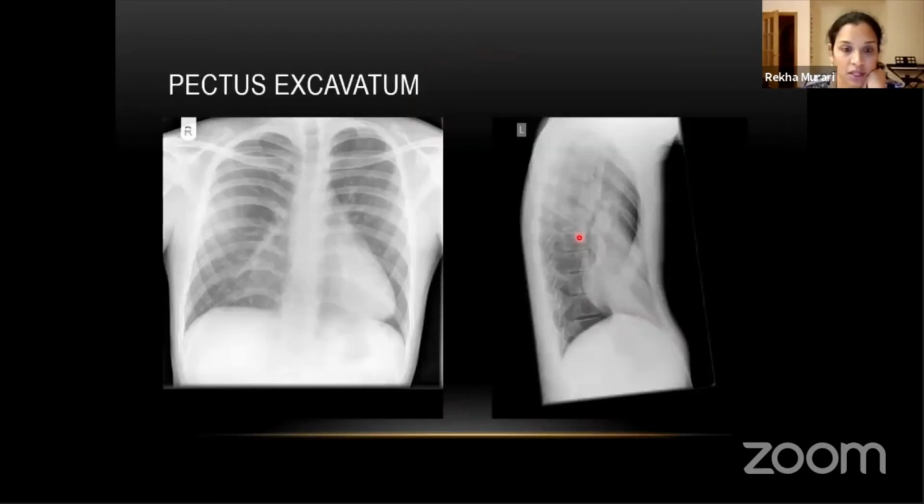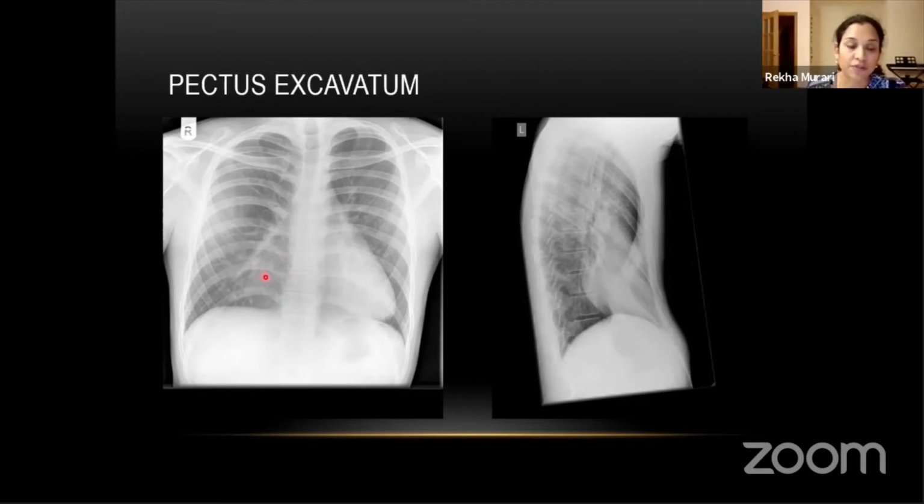Well done. One more condition you need to remember when you see some haziness around the right heart border with loss of definition of the right heart border is pectus excavatum. It almost looks like right middle lobe collapse, with the loss of the heart border and then some haziness along it.